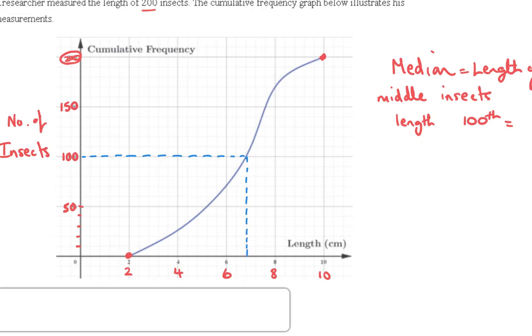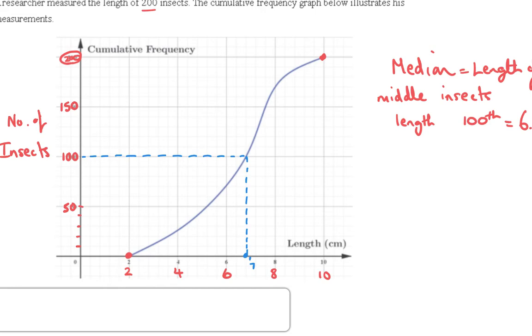Now we've got to be careful here because this is not going up in 1s. So 6 to 8, so this is going to be 7. So this number here is actually going to be 6.8 if you did your working out. So 6.8 will be the median.